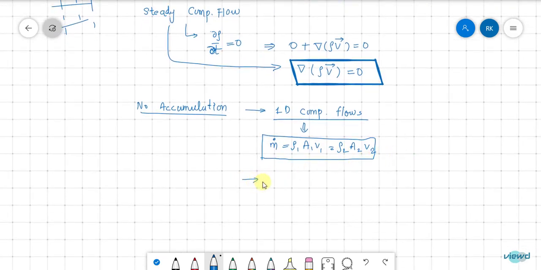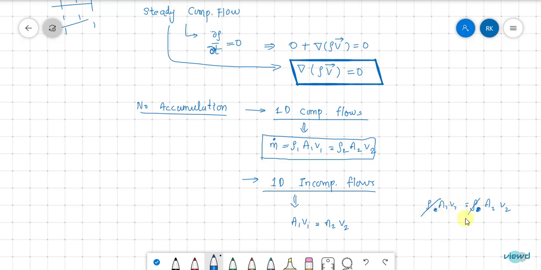And next, 1D incompressible flows. For 1D incompressible flows, density ρ1 is equal to ρ2. Since ρ1 A1 V1 is equal to ρ2 A2 V2, and ρ is constant for incompressible flow, it gets cancelled. So we know that A1 V1 is equal to A2 V2, that is the discharge. This is the continuity equation for 1D incompressible flow.